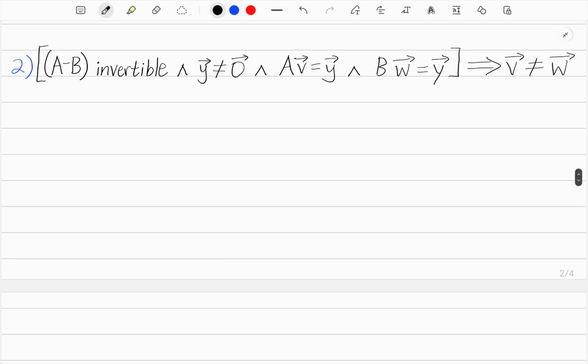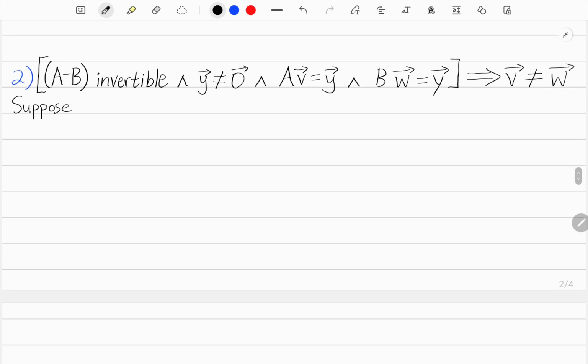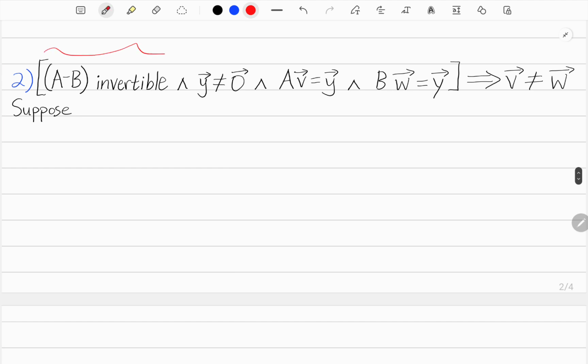To do this question, I recommend using proof by contradiction. So let's suppose we have our premise, our assumption right here, the antecedent. Suppose all of this is true. These are our premises. And let's add, how many premises do we have? We have 1, 2, 3, 4.